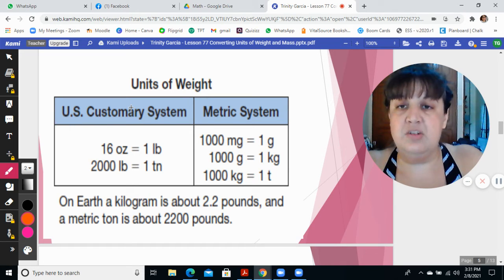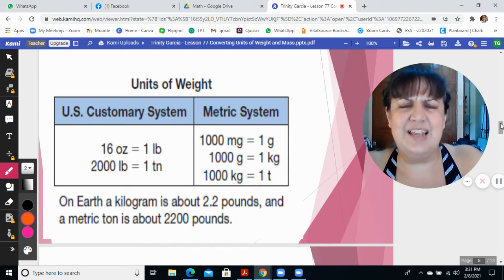Then that's the measurement of weight system in the United States. In the metric system, on the right-hand side of the chart, we see 1,000 milligrams equals 1 gram. 1,000 grams equals 1 kilogram. And 1,000 kilograms equals 1 ton. On Earth, a kilogram is about 2.2 pounds, and a metric ton is about 2,200 pounds. It is not exact, but it is about that. Okay, that's a good reference point.